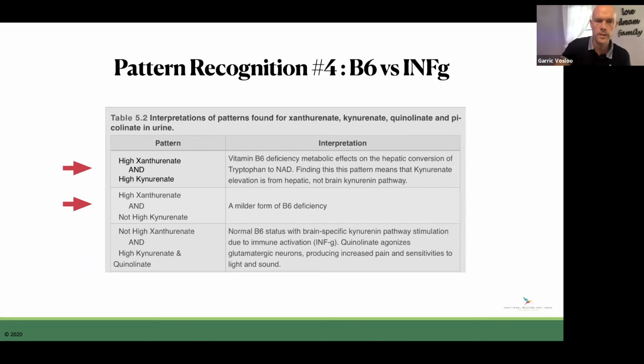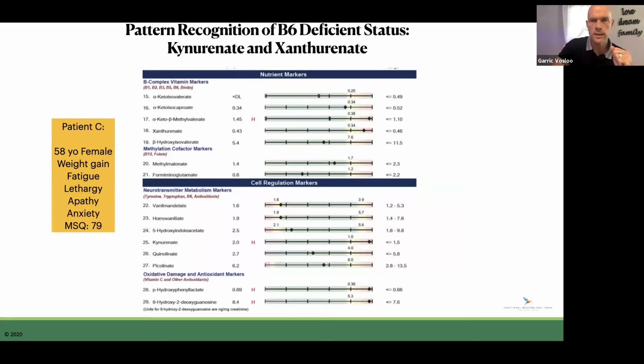But when we flip this around, where we don't have a high xanthurenate, but we have a high kynurenate and quinolinate, that is immune activation and an increase in interferon gamma. So that is the pattern sequence that we need to be looking at, because it's going to guide us in a direction to correct this inflammatory process stimulated from the gut, which has a direct influence on the brain.